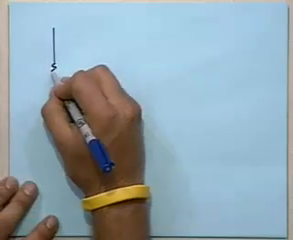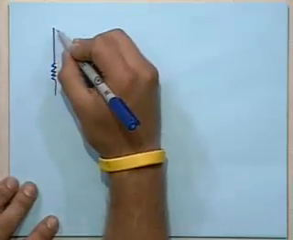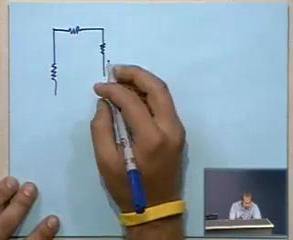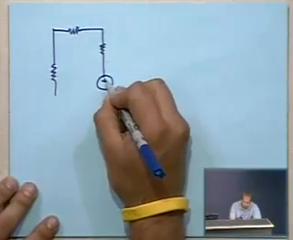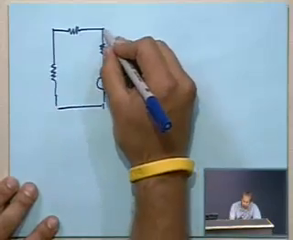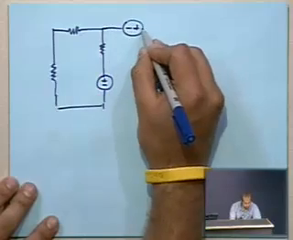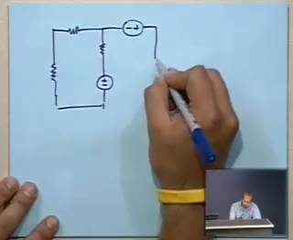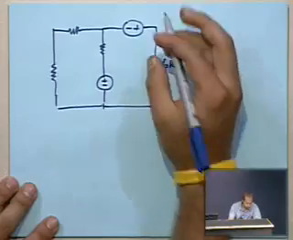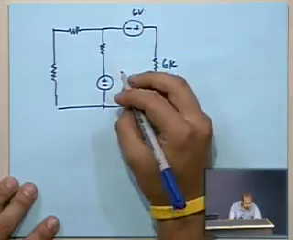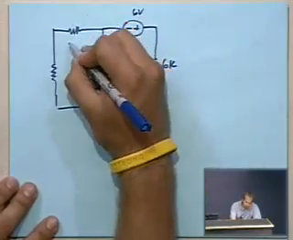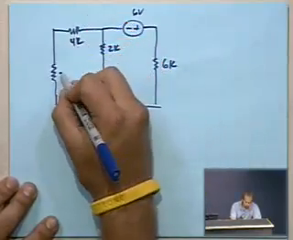Mesh analysis example number 1. Here's a circuit: a voltage source, another voltage source, and we've got a 6K resistor. So 6K here, the 6 volt source, 3 volt source, 2K resistor, 4K resistor, 2K resistor.